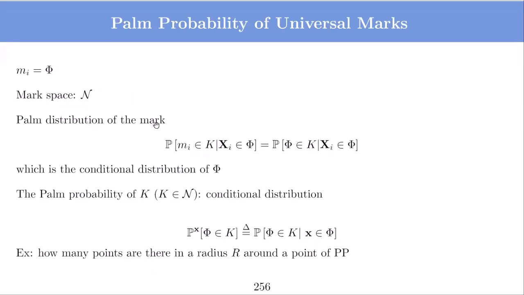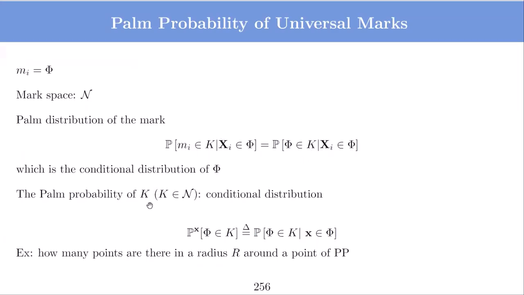And the mark distribution will be given as the probability that mi belongs to K given that xi belongs to phi. And here the mark is phi, so this is just the probability that phi belongs to K, conditioned on xi belongs to phi. Okay, and this is nothing but the conditional distribution of phi. Given that there is a point at xi, what will be the look of phi? What is the probability that phi takes a particular value, particular properties K?